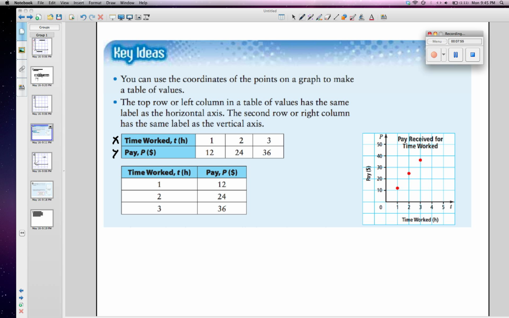Now I'm going to stop this recording and continue in a second. All you're doing right now is copying this down into your book: a graph, a horizontal table of values, and a vertical table of values, with the x-axis here and the y-axis here. So copy that down into your book and see how much you know.